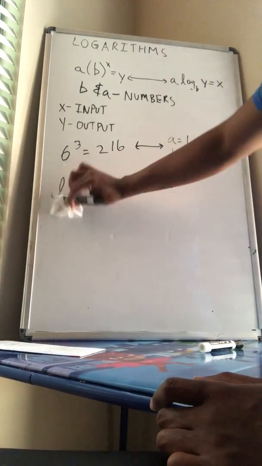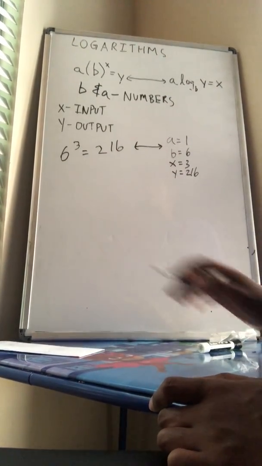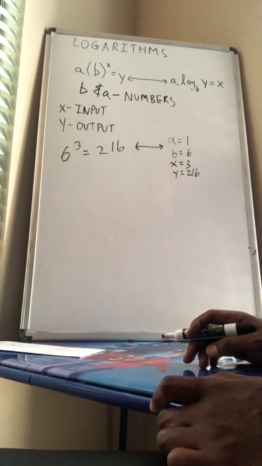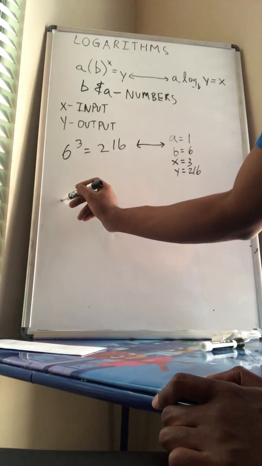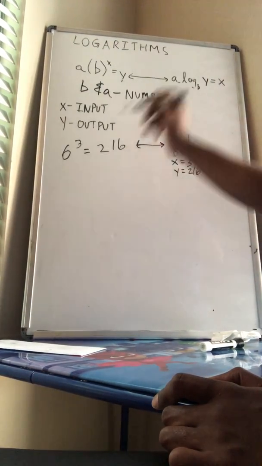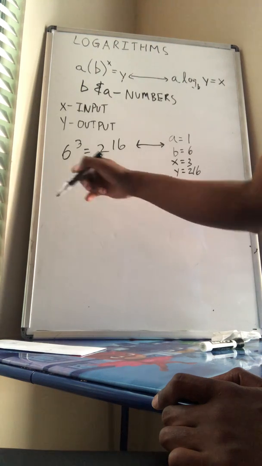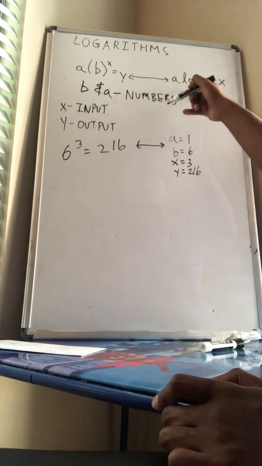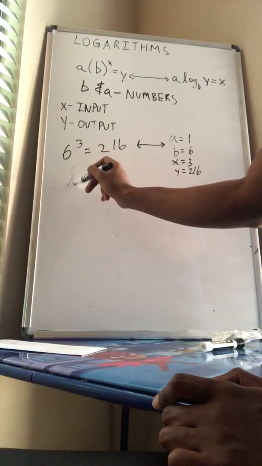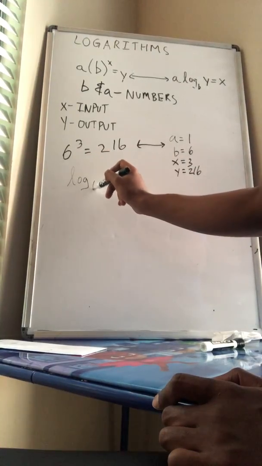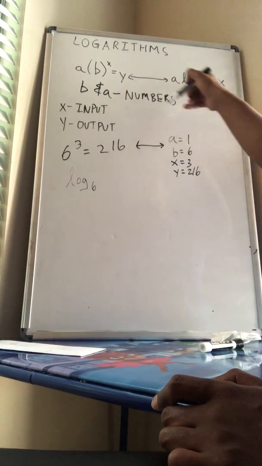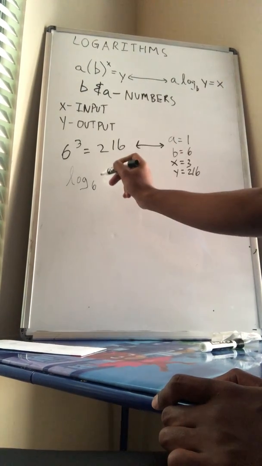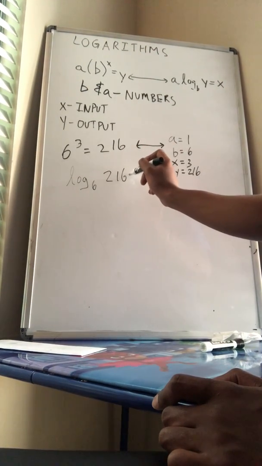So using the equation that we have already, we can solve for our logarithmic function. Now we have our a is 1, so that's no need to be written. Our base is identified as 6, so we have log base 6 of the output, which is our y, written in this space, 216, equals 3.